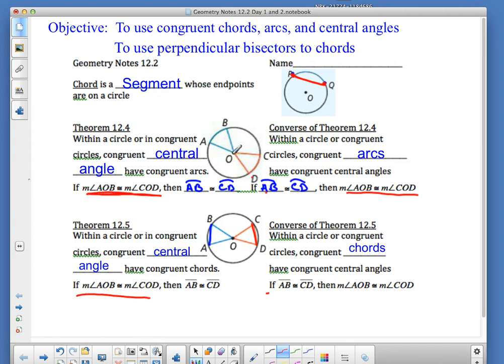If I have two angles that are congruent, the arcs are congruent. If I have two chords that are congruent, then the angles that define them should be congruent as well. Now, these are converse theorems. The hypothesis and conclusion switch.